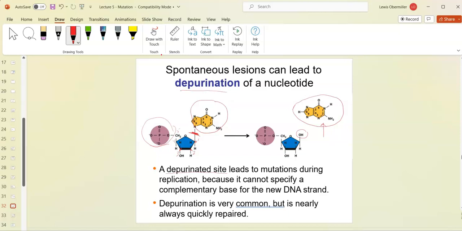during replication because if you're missing a base in the strand of DNA, it's not going to know what to pair with, right? It doesn't know what this was because the base is gone. So depurination is common, but when this happens, generally it uses the other nucleotide to tell what it is, and then it can replace this.